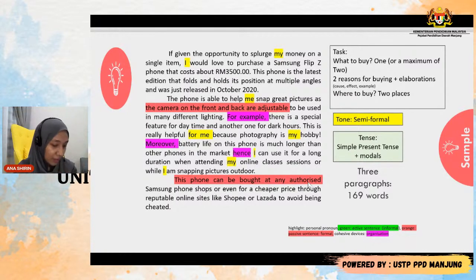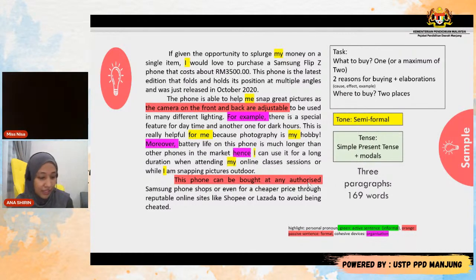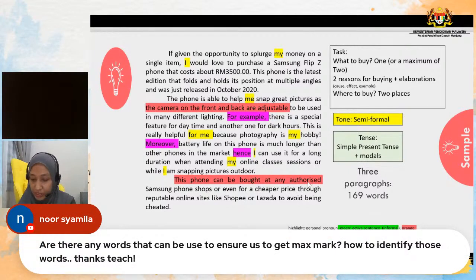Are there any words that can be used to ensure we get max marks? How to identify those words? Thank you, Teacher. Right, Shamila asked this question.